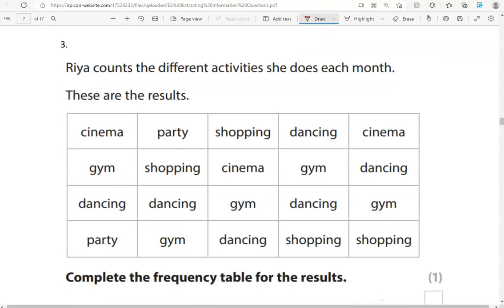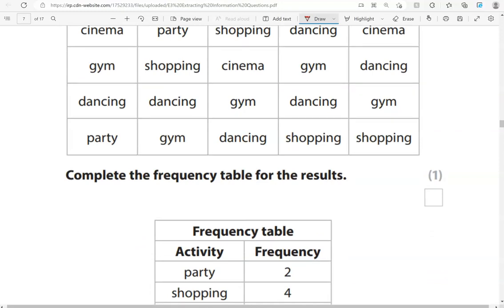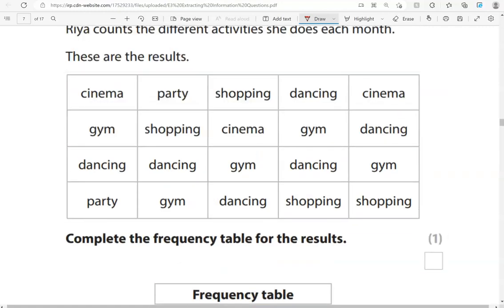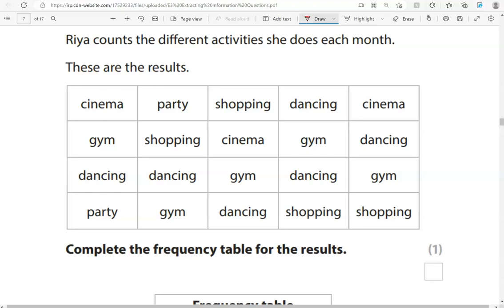Ria counts the different activities she does each month. These are the results. Complete the frequency table for the results. So we're looking at the frequency for the gym. So we're looking for the word gym. There's 1, 2, 3, 4, 5.